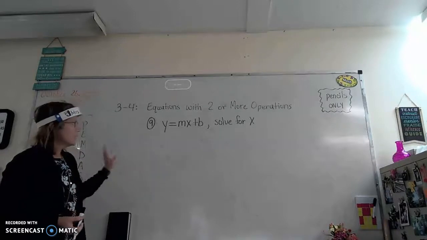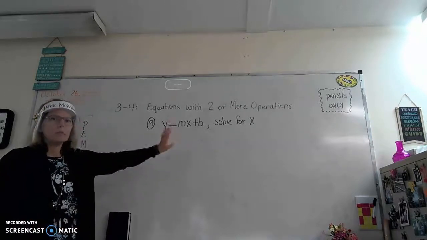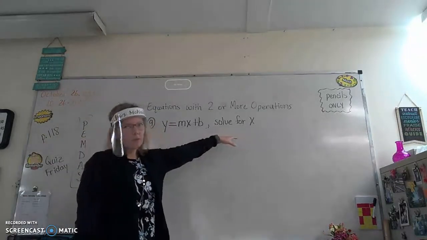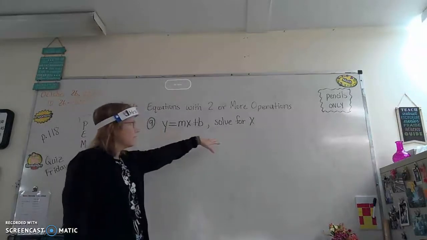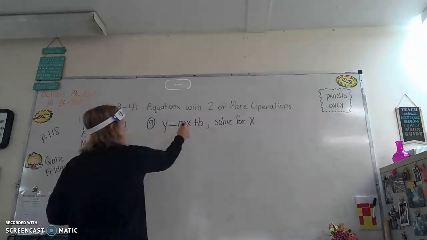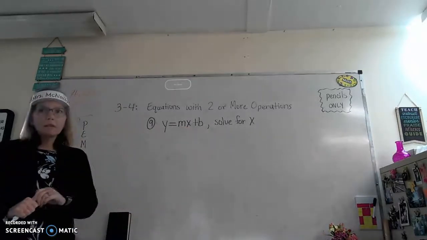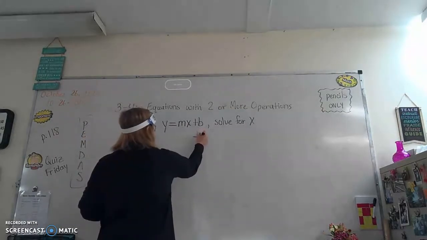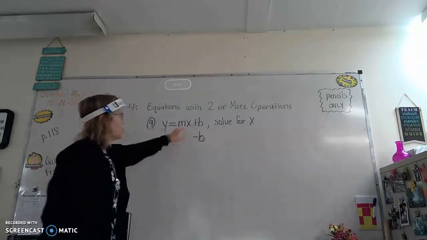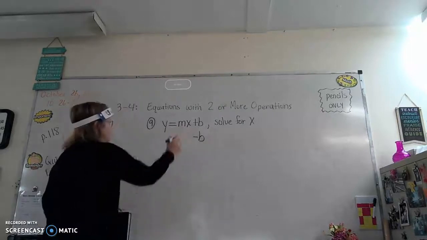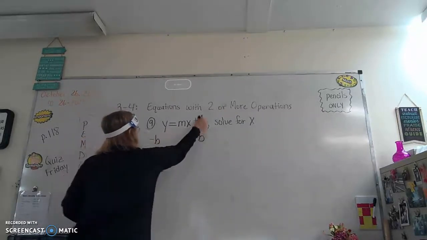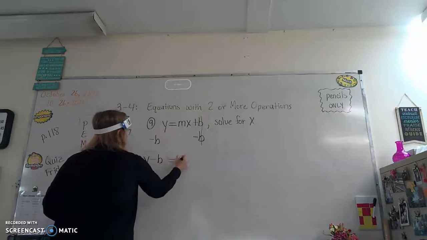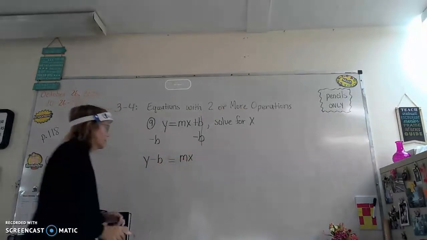Okay, the last one that we're going to do, 8 and 9 are a little bit different. It gives us an equation or a formula, and it asks us to solve for a specific variable. So this one says solve for x. That means I have to get x alone. So the first thing I'm going to do is subtract the b, because my whole goal is to get this x by itself. So first subtract b from both sides. We get y minus b equals m times x.